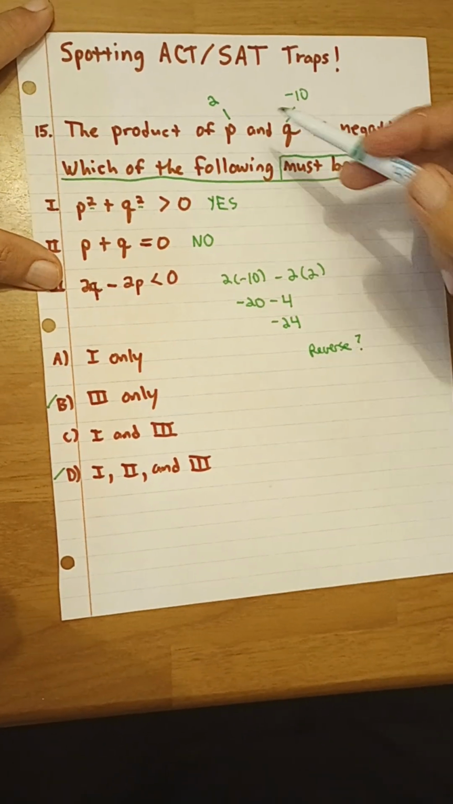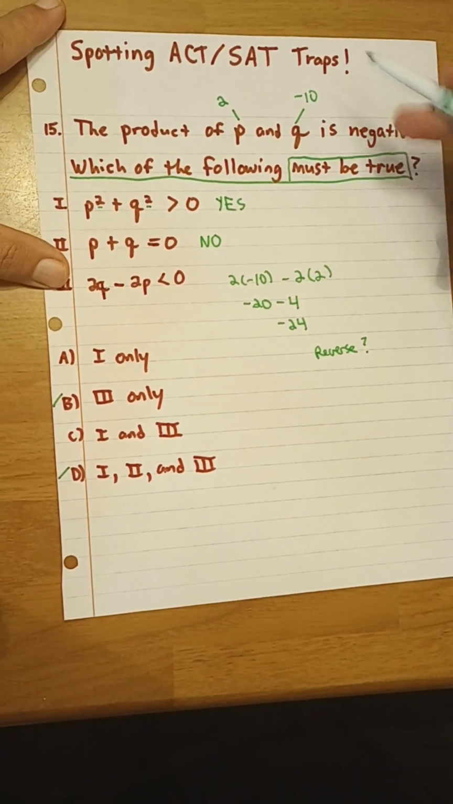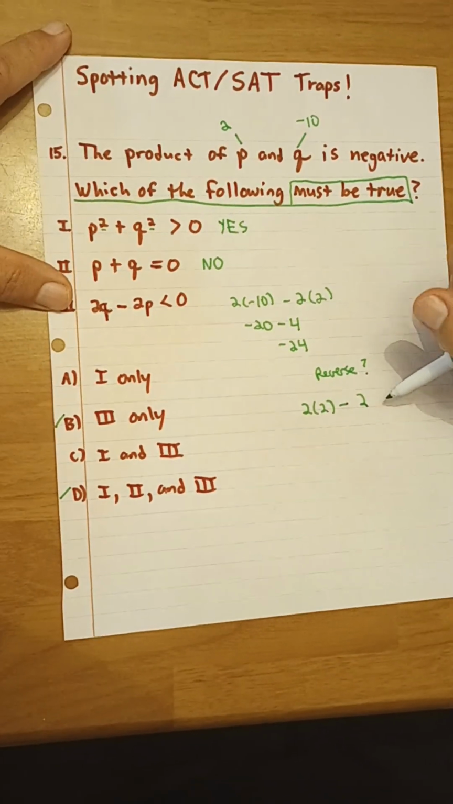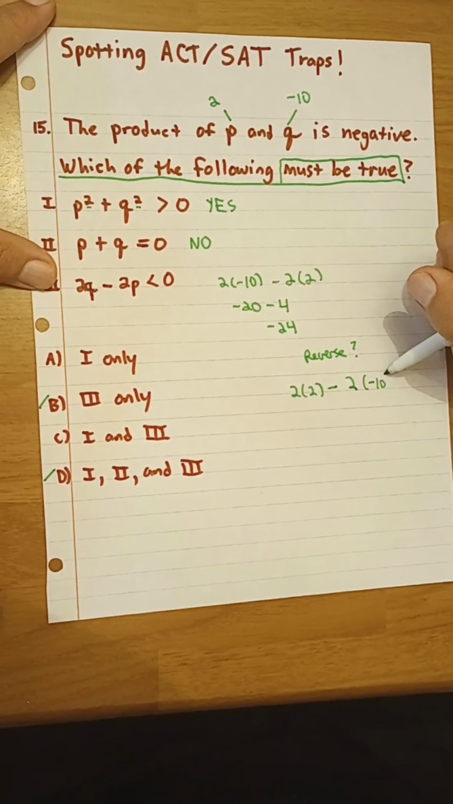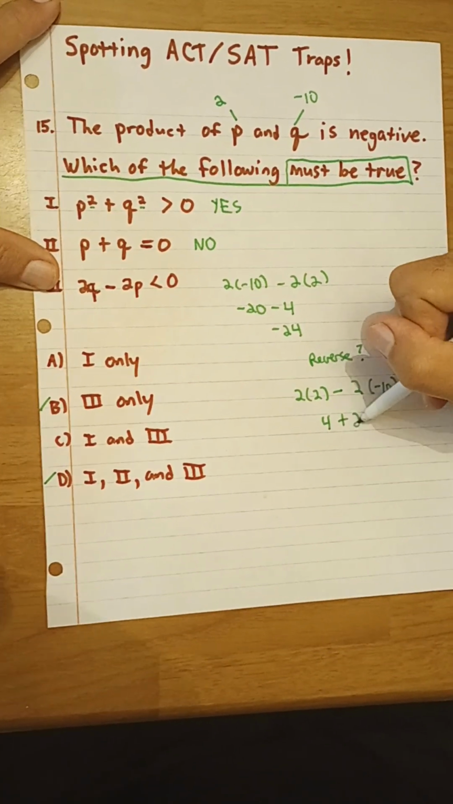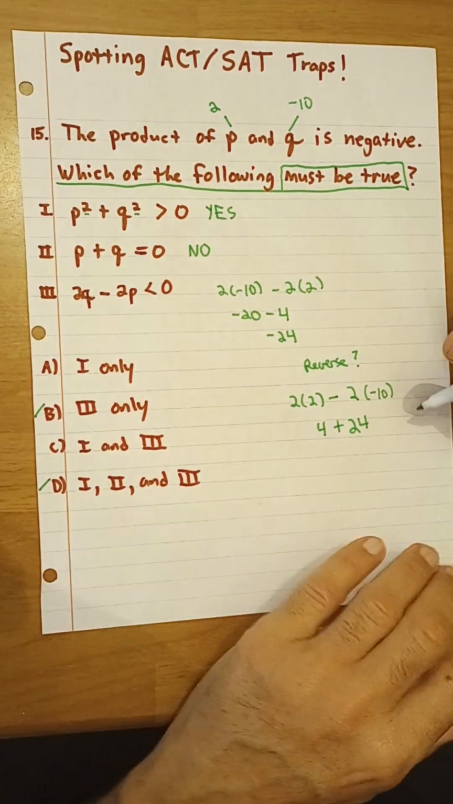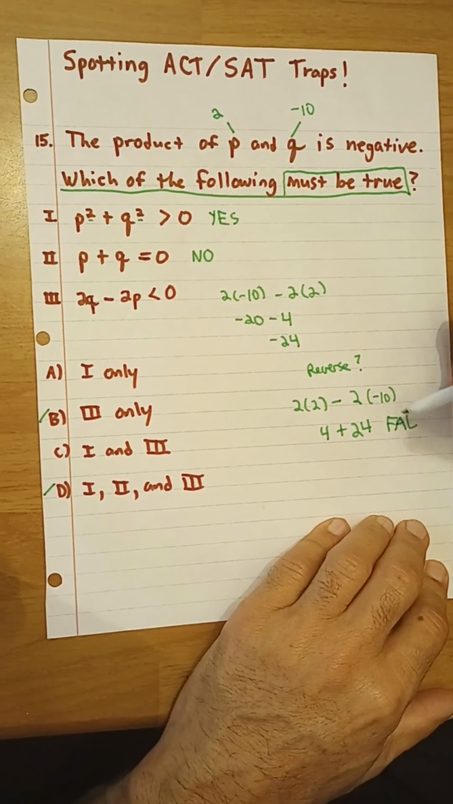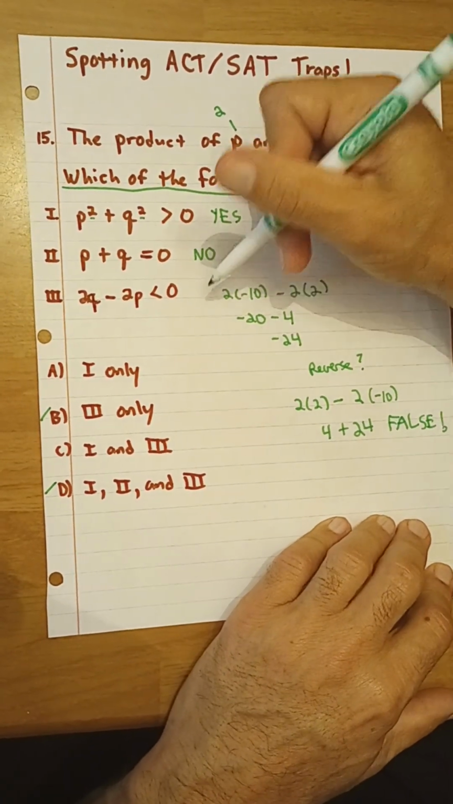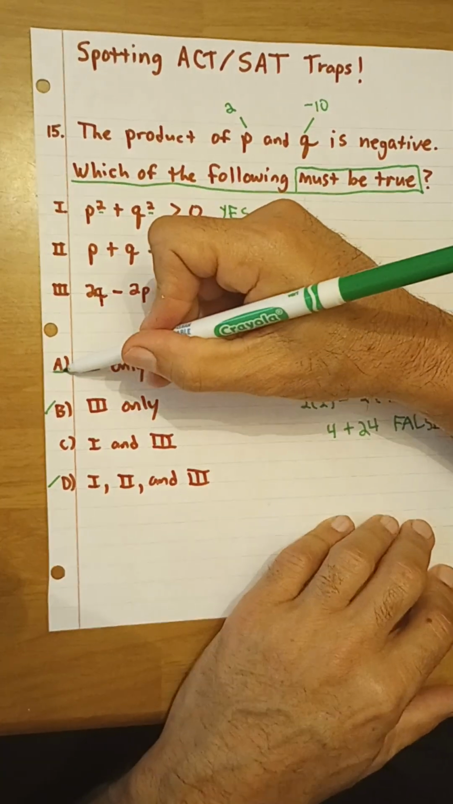So here, if, again, P were negative 10 and Q 2, we would get 2 times 2 minus 2 times negative 10, which would give us 4 minus negative 20, which is 24. Making this false, because 24 is not less than 0. So that means this is a no, and our answer is going to be A, 1 only.